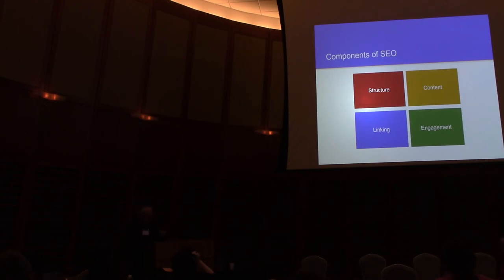We're going to divide SEO into components. What Google looks for, if you read about this, comes from experimentation; it seems that they look for certain things. There are a lot of factors that go into it, but four basic areas: structure of your site, content of your site, linking, which is huge, and engagement.